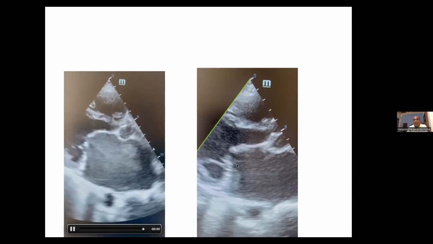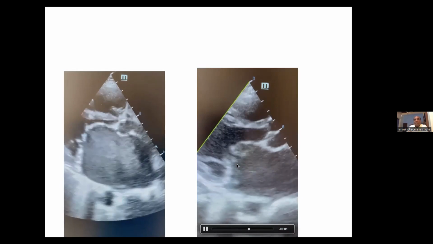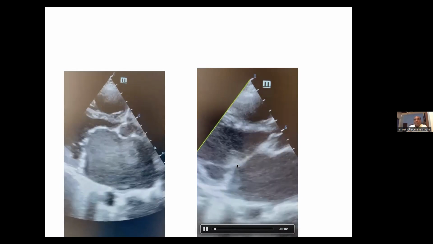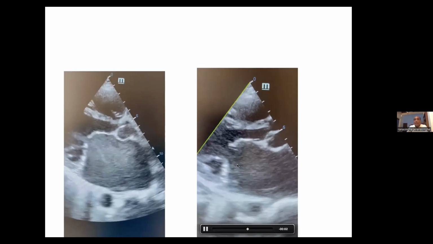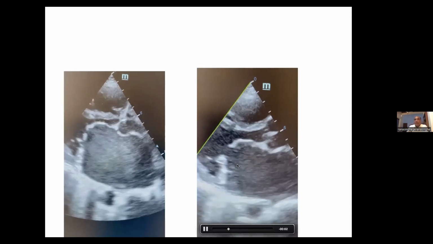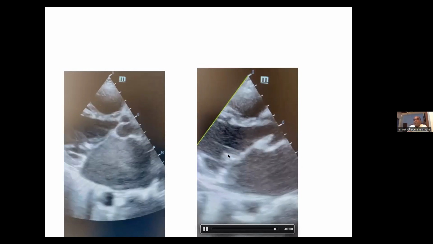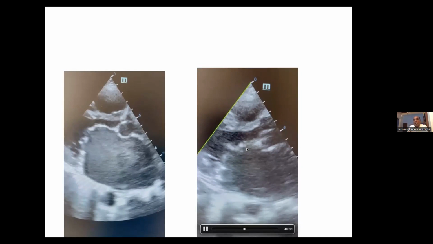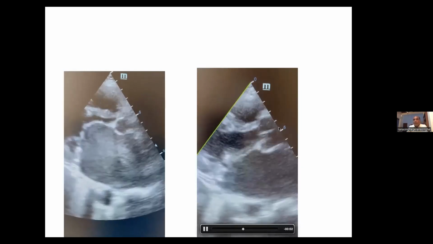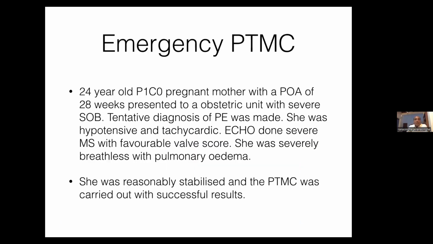And this patient actually came with critical MS with pulmonary edema, one of the pregnant patients, and we had to take her to the cath lab and did an emergency mitral valvulotomy. After that, you can see the patient is better, the mitral valve is opening well, and the smoke in the LA has disappeared, and the patient has become clinically better. So this is a 24-year-old pregnant patient.